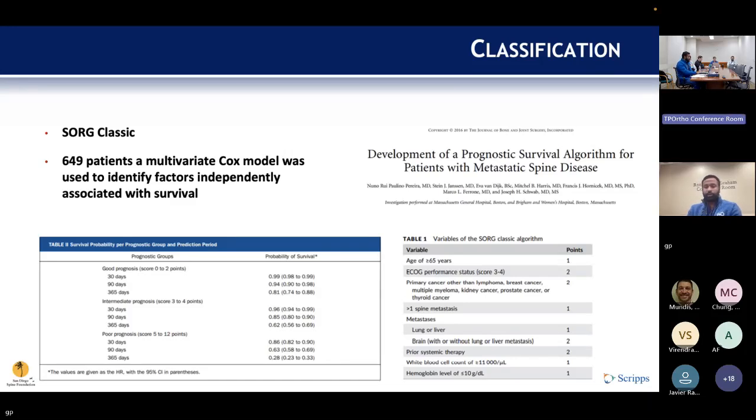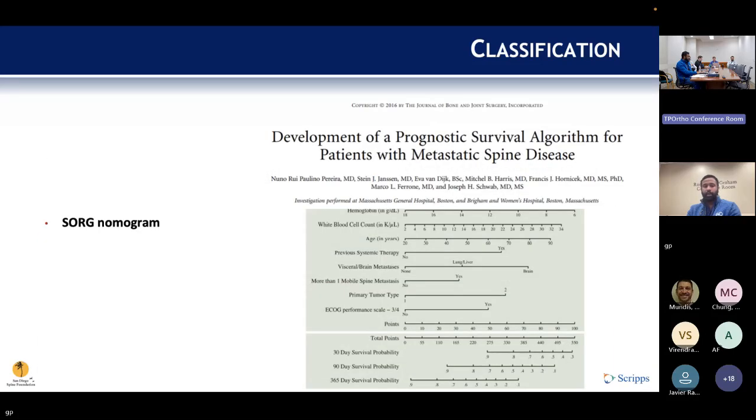And from this, they were able to generate a nomogram that you could go through, and it would help you calculate 30, 90, and 1 year survival probability. So certainly a useful tool.